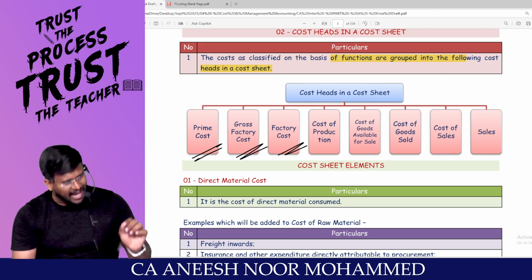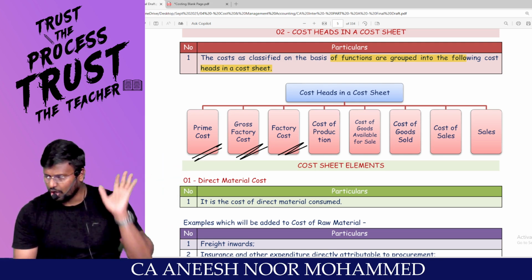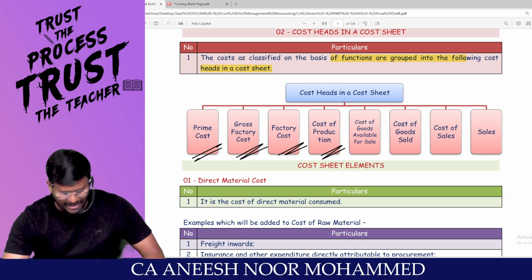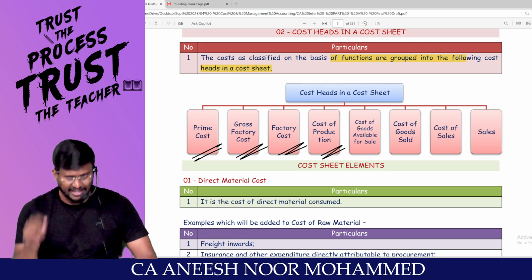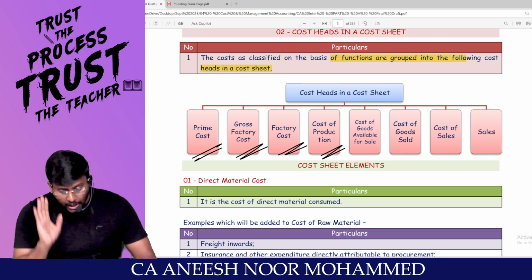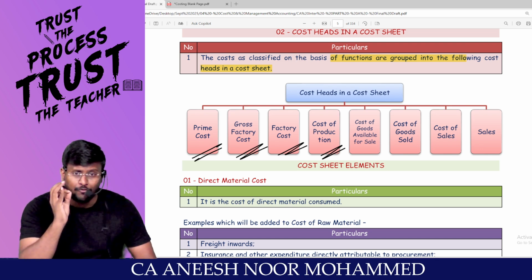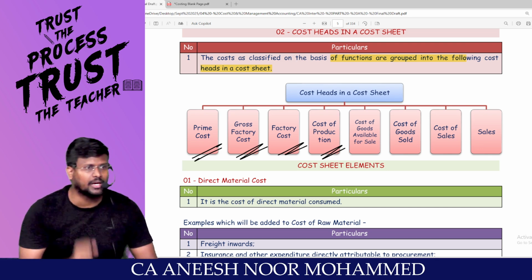Which is nothing but add opening stock of WIP minus closing stock of WIP. Then you will get the cost of production. Is this cost of production for the current period or the last period? Only for the current period, correct? Then this cost of production will move from the work area to the godown, correct?